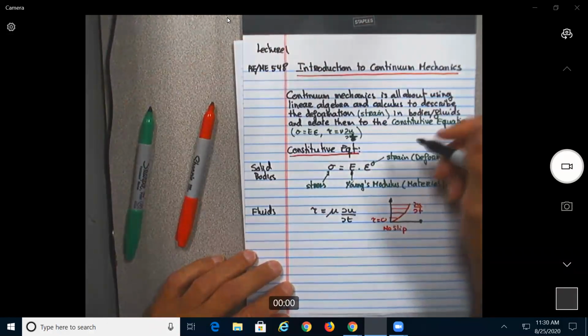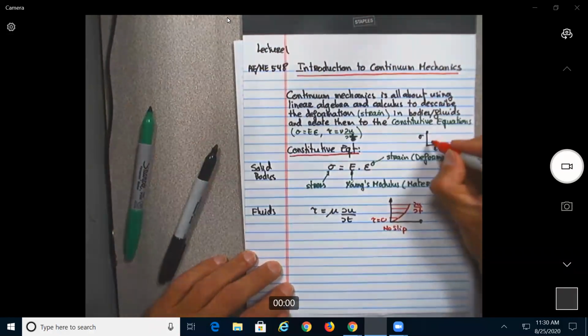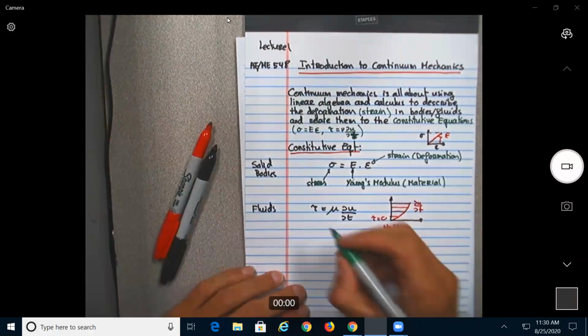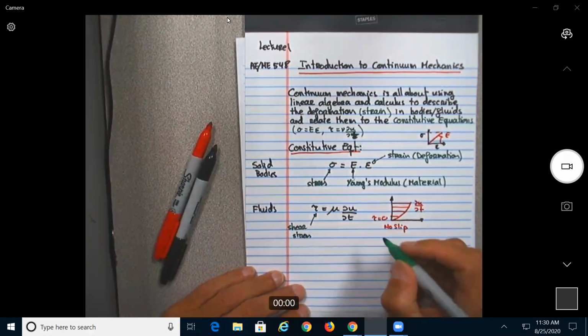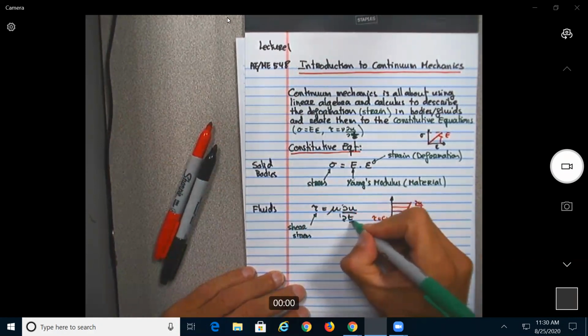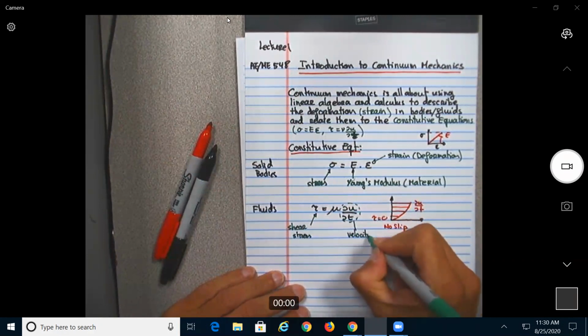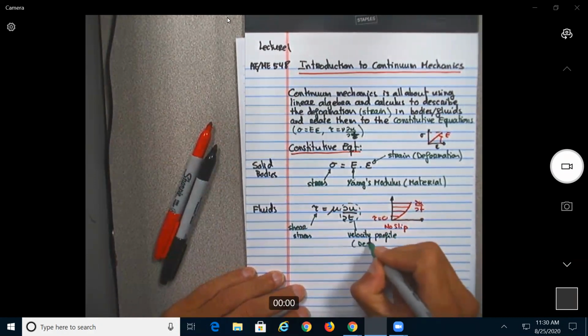Maybe I could do another small figure here for this one. If you do the figure of the stress and strain, that relates the Young's modulus, you end up with a straight line. So this is the shear stress. So again, it is the stress. This will be the velocity profile, which is related to the deformation.